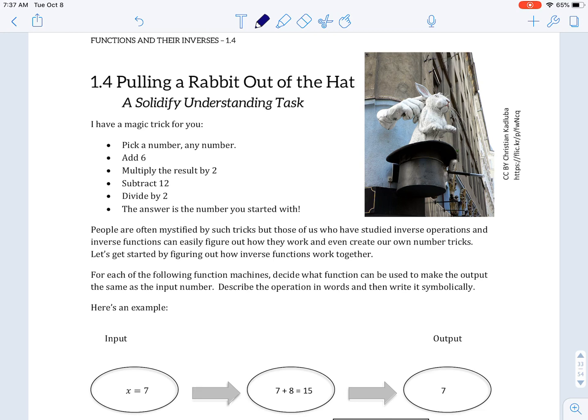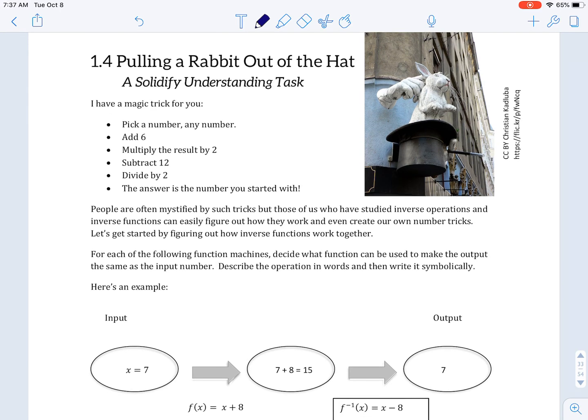People are often mystified by such tricks, but those of us who have studied inverse operations and inverse functions can easily figure out how they work and even create our own number tricks. Let's start by figuring out how inverse functions work together. For each of the following function machines, decide what function can be used to make the output the same as the input number. Describe the operation in words, and then write it symbolically.